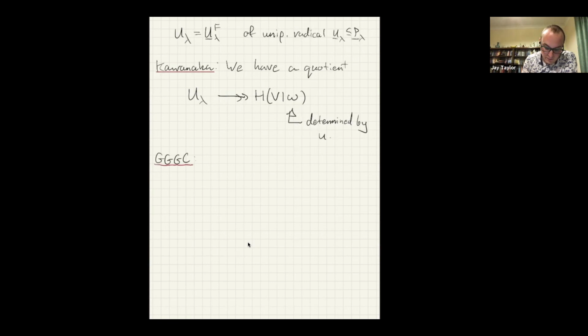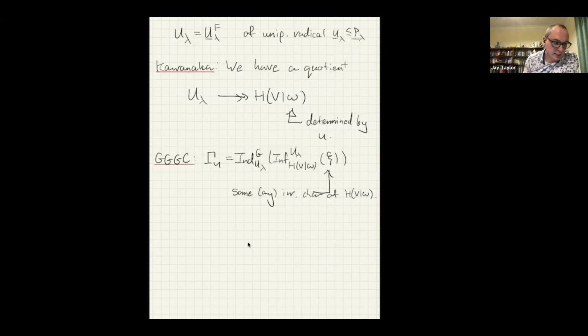Associated to the unipotent element. So you can just induce from U lambda the inflation from the Heisenberg group of something. And this can really be any irreducible character of the Heisenberg group. So it actually doesn't matter which one you take, because when we induce to G, they all become identified and we get the same thing.